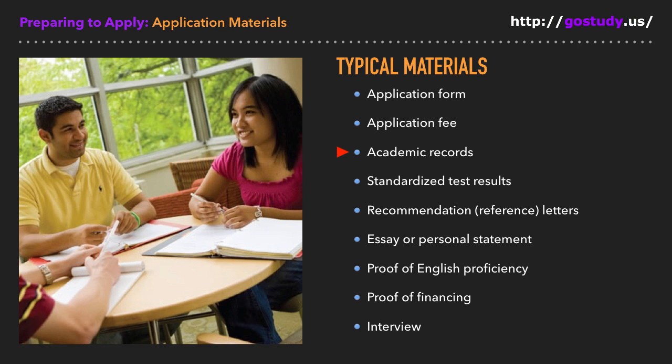Academic records are official documents issued by schools you have attended. Examples include transcripts, high school reports, graduation certificates, and diplomas. If your academic records are not in English, you'll need a translated copy that has been certified as authentic. In most cases, academic records are sent from your school directly to the institutions to which you are applying. I'll say more about academic records in another lesson.